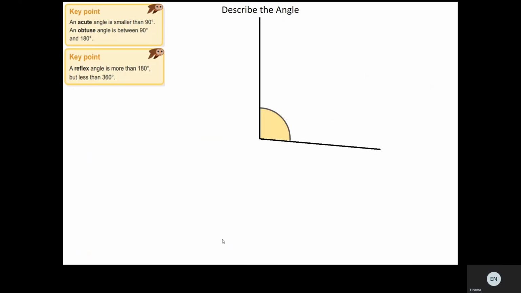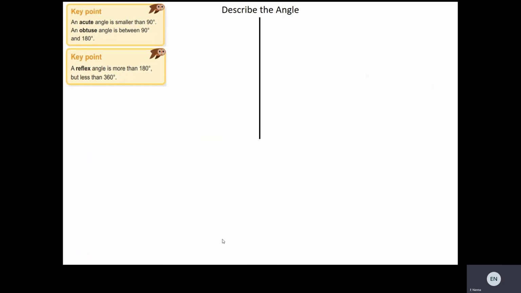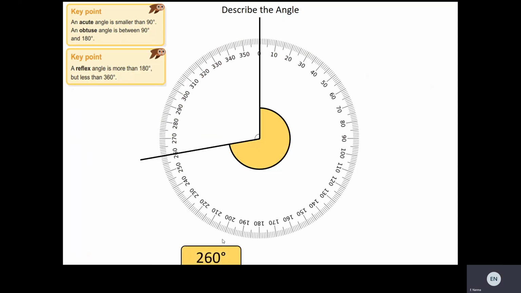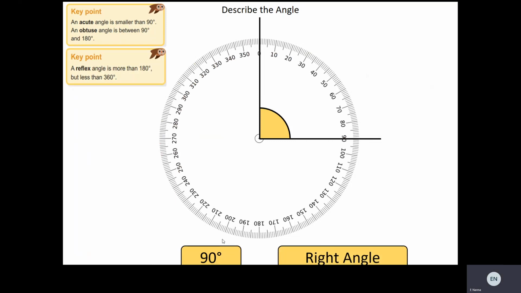Another one. How many degrees would this be? And also, what kind of angle would this be? So you can see by just reading off the scale, 95 degrees, and that is an obtuse angle. What kind of angle would this be? Well done if you said it was a reflex angle, and you can read it there, it's 260 degrees. Okay, and obviously a 90-degree angle, like we said, is a right angle.